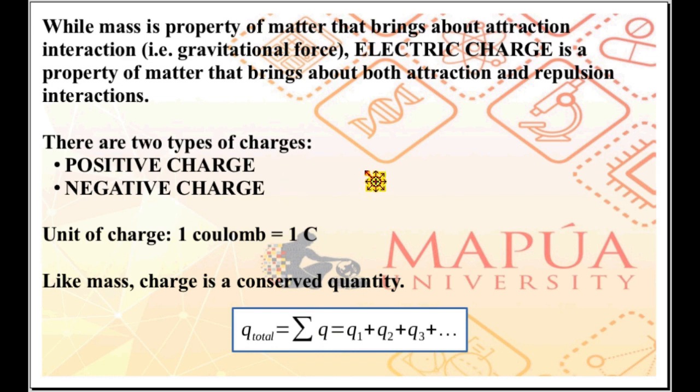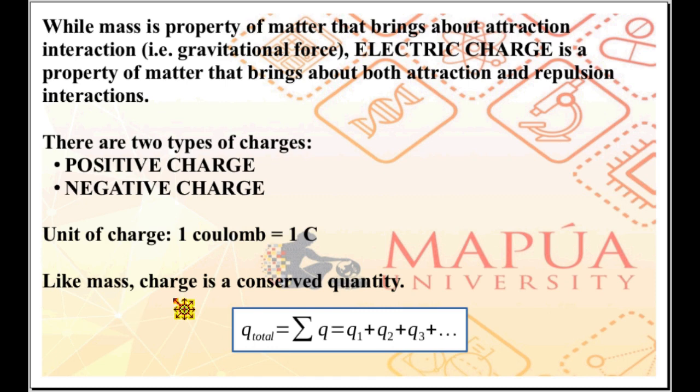So you might have q equal to positive 5 Coulomb. Q might be negative. Q is equal to negative 5 Coulomb. You have two types of charges, which brings about two types of interaction: attraction interaction and repulsion interaction.